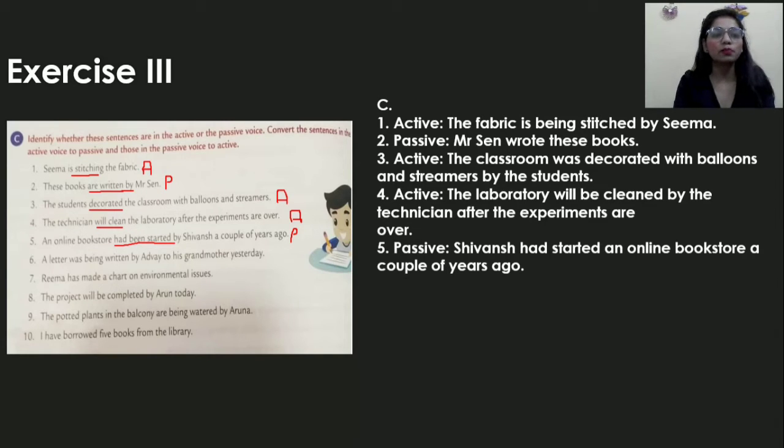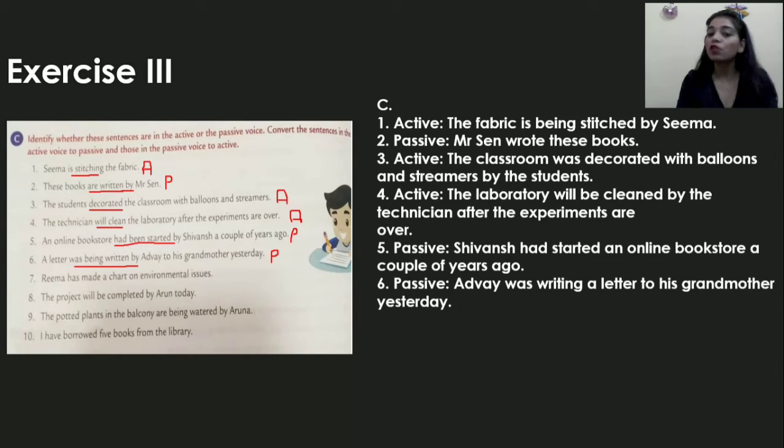A letter was being written. So this was being written by. So this is clearly telling us that this sentence is active. Not active, this is passive. Yeah, by mistake I said that. So this is a passive voice and how are we going to change it? We are going to change it by starting with the object, Adve. Adve से हम start करेंगे. Adve was writing a letter. Was being is in passive voice and in active voice it is was writing.